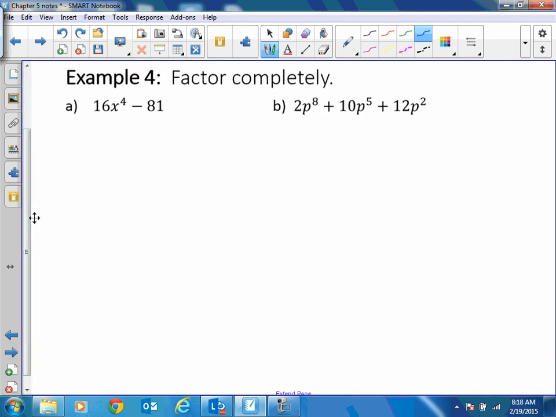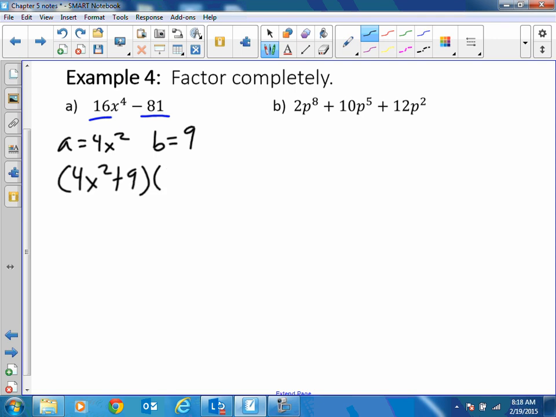All right, factor completely. Again, there are two terms. So if we have two terms, we're looking for difference of two squares. Well, this is a perfect square. This is a perfect square. So we have to find the square roots. Square root of 16x to the fourth would be 4x squared. Square root of 81 would be 9. So we take the square roots, add and subtract them. Okay? Even if it's x to the fourth, which you haven't seen yet. So it would be 4x squared plus 9, 4x squared minus 9.